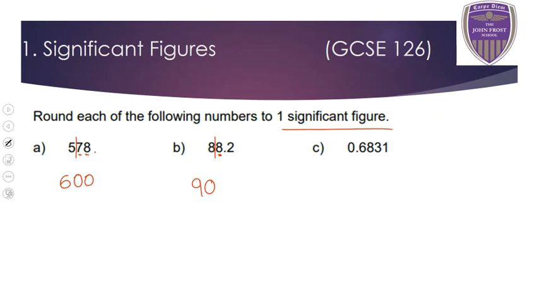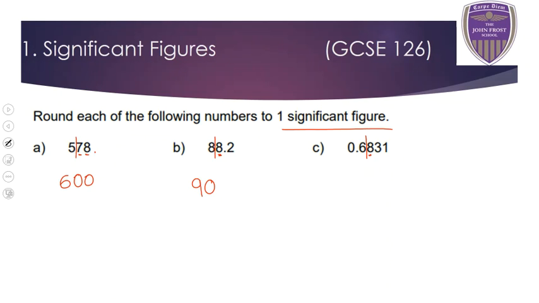And then for question C, this time the first digit is not significant because the first digit's a 0. So the first significant figure in question C is the 6. So we should be rounding after the 6. Okay, and then same rules apply. The 8 is bigger than 5, so the 6 goes up to a 7.